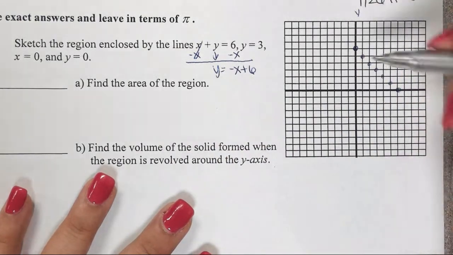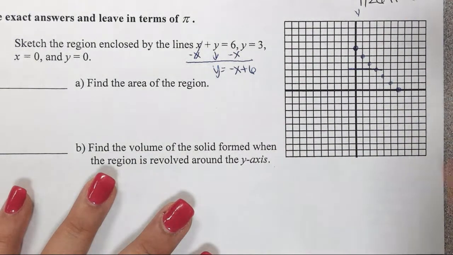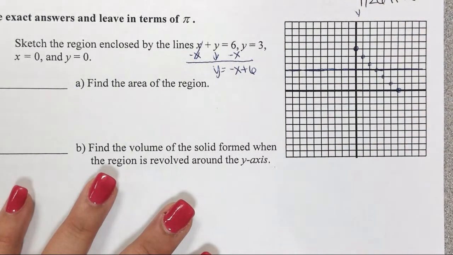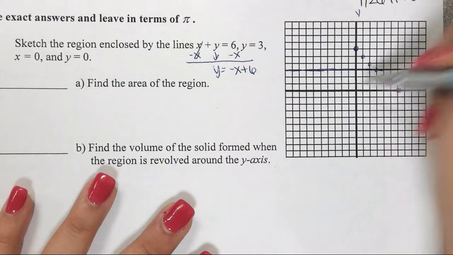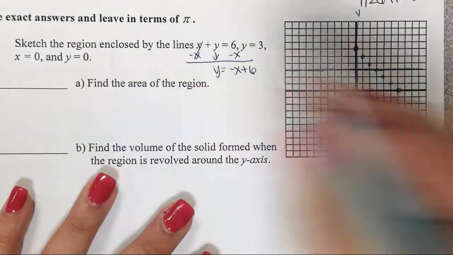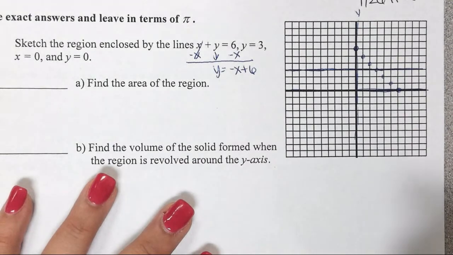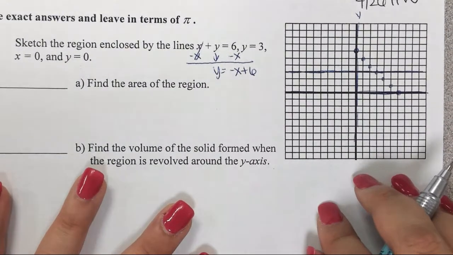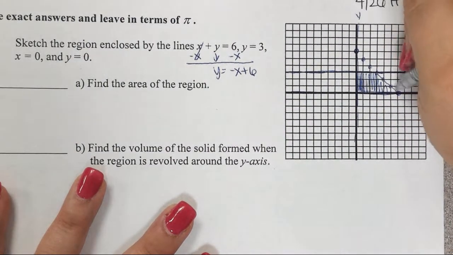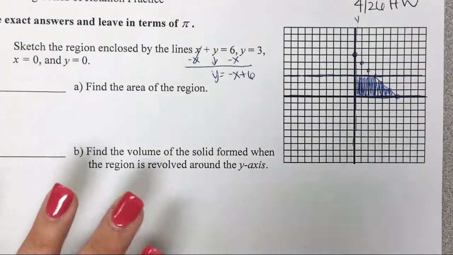Next, it says sketch a region enclosed by that line, y equals 3. I'm going to go to my y-axis and go to 1, 2, 3 and draw that horizontal line. Then I'm going to go to x equals 0 and draw that vertical line, which ends up being the y-axis, so I don't really have to draw anything. And y equals 0 is the x-axis. And what is enclosed by those 4 lines? It's a trapezoid. There is a triangle, and we're going to get to that in a second.